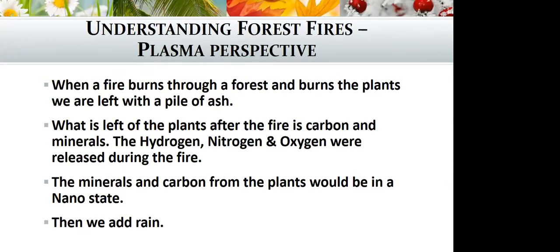So when a fire burns through a forest and starts burning your trees and your plants, we're left with a pile of ash. What is left of the plants after the fire is your carbon and your minerals, because your hydrogen, nitrogen, and oxygen were all burnt off and released during the fire. So you're left with the minerals and the carbon from the plants, and these would be in a nano state. So these would be on the ground as your ash. Then we add the rainwater.